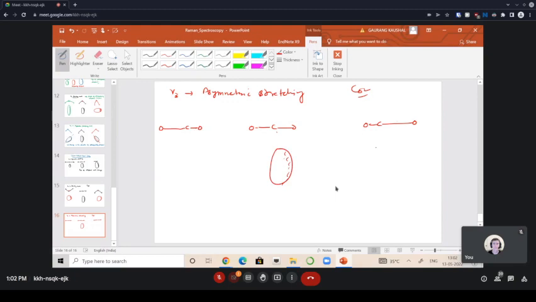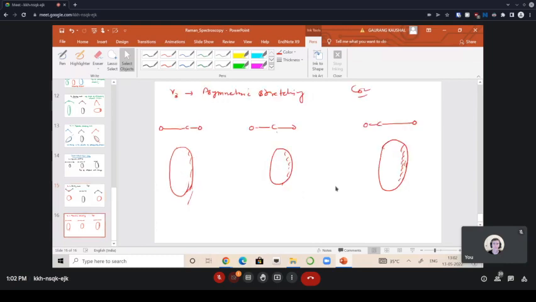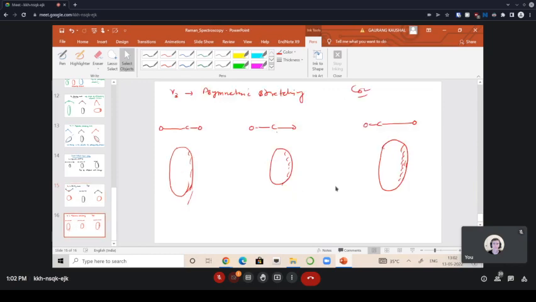So what happened to the shape of that ellipsoid? It will be a longer one, but the shape will be nearly the same. So in that case, you can see that when you are bending the molecule or doing asymmetric stretching, the shape and size of the molecule will remain the same. Further we will discuss why this is an inactive mode.